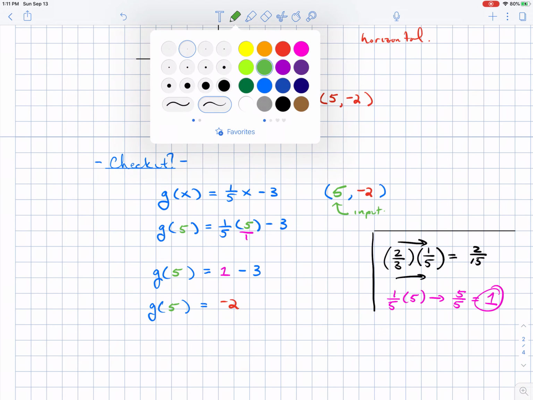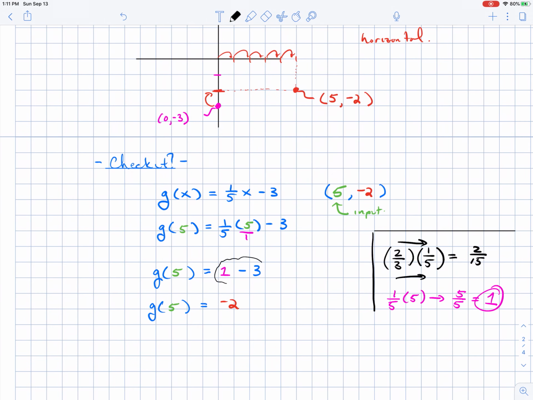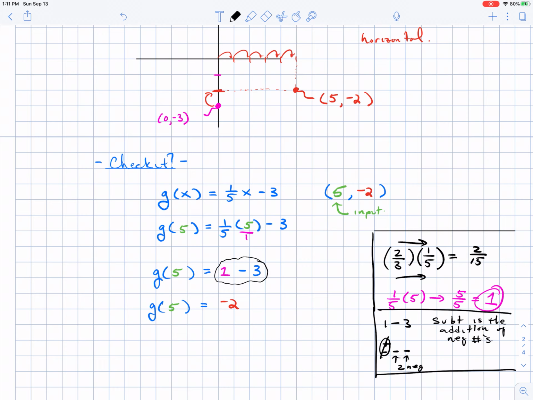Right? And if you have trouble with this, let me make another side note right here. What we're saying when we say 1 minus 3, okay? When we say 1 minus 3, remember, subtraction is really the addition of negative numbers. Okay? So I have 1 positive and 3 negatives. The positive and negative will cancel out. That leaves me with 2 negatives. Therefore, the answer is negative 2, which is clearly what we have. You guys okay?